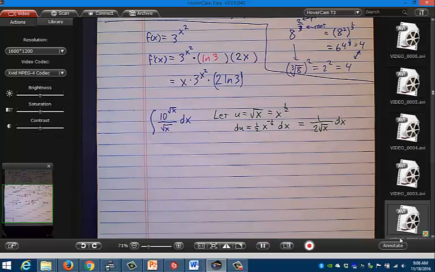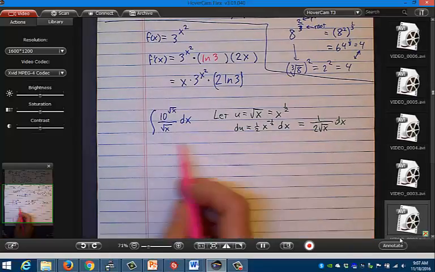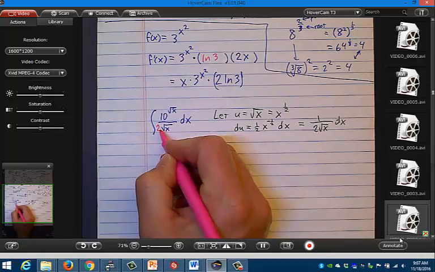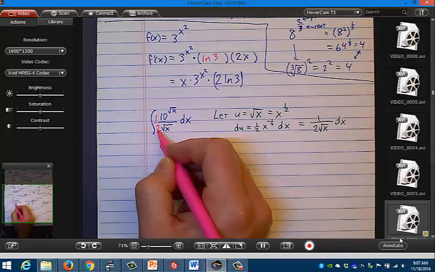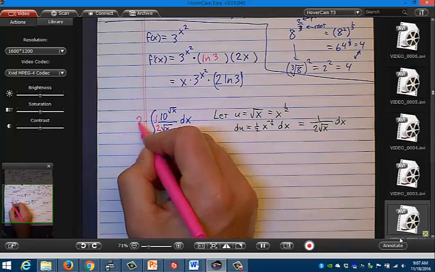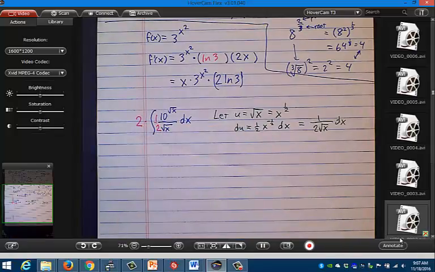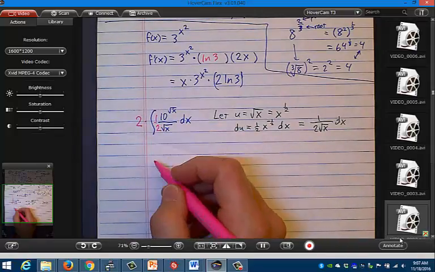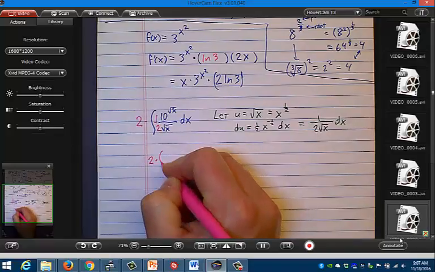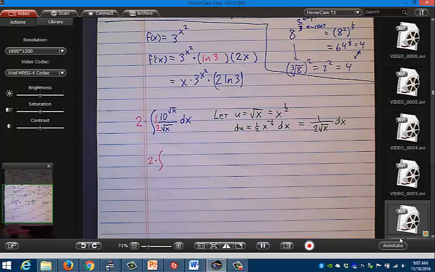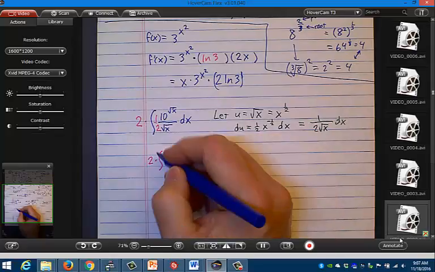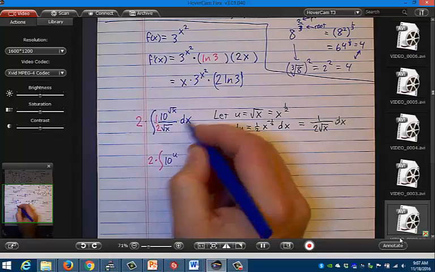So I want to make my substitution. Do I have what I need for my substitution? Yeah, you know, it's kind of funny. I need a 2 right next to the square root of x in the denominator. So I'm really multiplying by 1/2 on the inside, and so I'll multiply by 2 on the outside. See that? Then I have 2 times integral, and then what I have is 10 to the u, and then all that other stuff gives me my du.